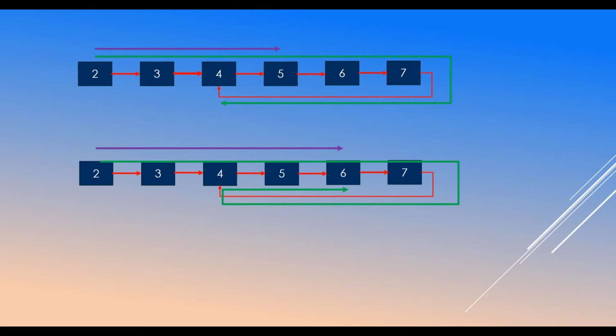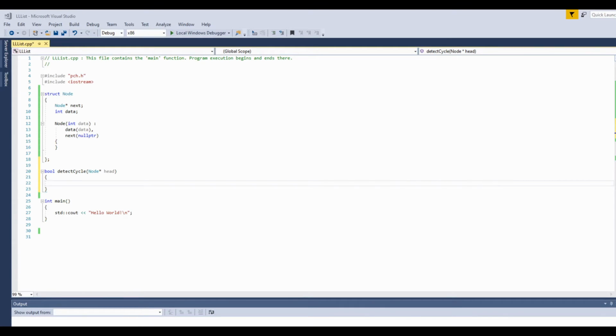So can we code it now? Let's try. So now let's code it. If head is equal to null pointer or head next is equal to null pointer, we can simply return false because in that case we don't have a cycle.